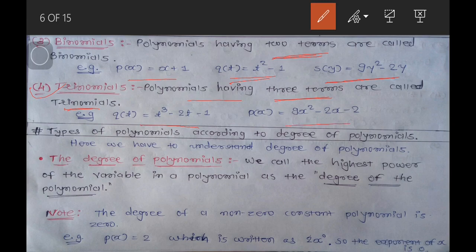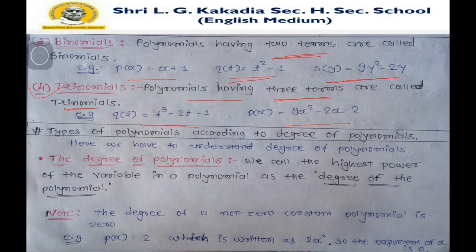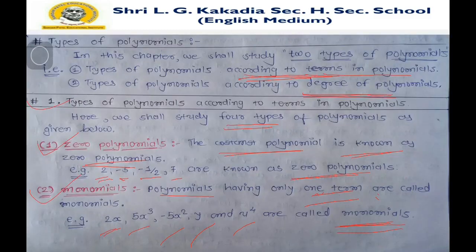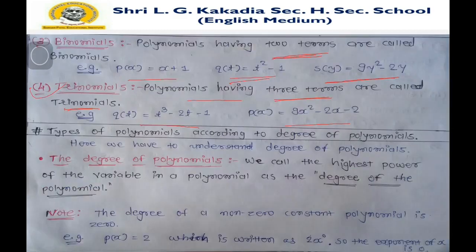Another example, p of x is equal to 9x squared minus 2x minus 2. Here also three terms, so it is called a trinomial. So these are the types of polynomials according to terms in polynomial: the first one, zero polynomial; the second one, monomial; the third, binomial; and the fourth, trinomial. These are the types according to terms in polynomials.